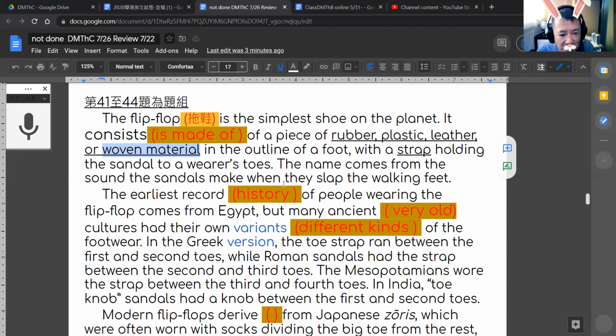The name comes from the sound sandals make when they slap the walking feet. So when you walk with sandals, and then the sandals, when your foot comes up, it hits your foot, making that slapping sound, and that's why it's called flip flop. That's according to whoever named it, that's what it sounds like. It sounds like flip flop, and that's why it is called flip flops. Okay. All right.